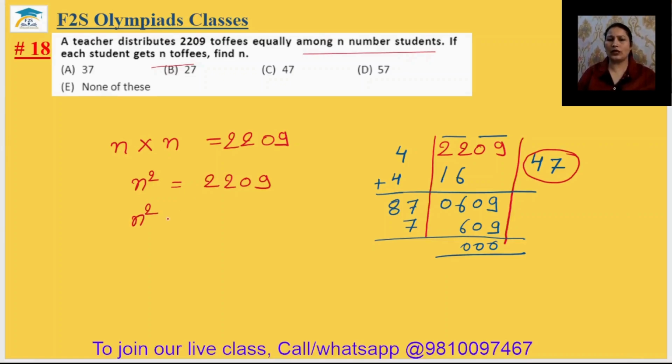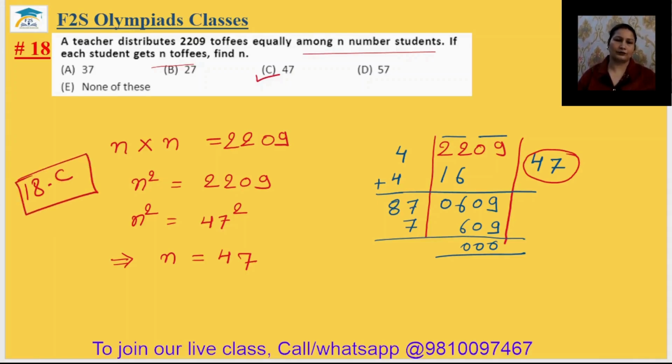So n square equals 47 power 2. We will get 2209. This implies powers are same, so this should be same. N equals 47. It is available in option C. 18th answer is option C.